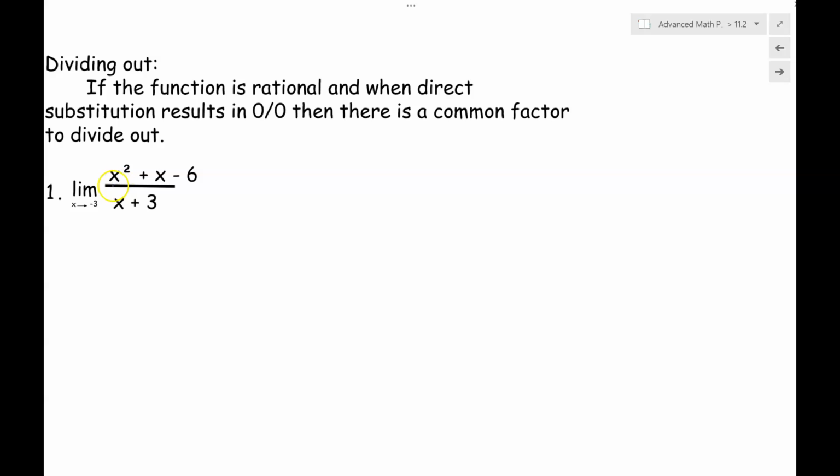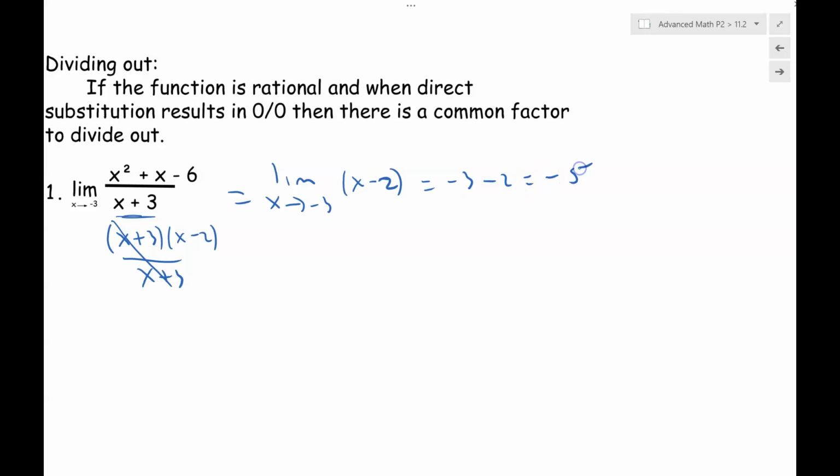So this one does give me 0 over 0. We get 9 plus a negative 3 minus 6. That gives me 0. And on the bottom is 0. So we need to factor: x plus 3, x minus 2 over x plus 3. Here's the other thing, it helps you with factoring. If I get 0 over 0, I know there has to be a factor of x plus 3 on top. These cancel, and then this problem becomes the limit as x approaches negative 3 of x minus 2. So now I can just do direct substitution. Negative 3 minus 2, and my limit is negative 5.